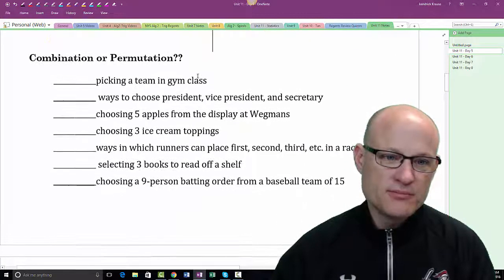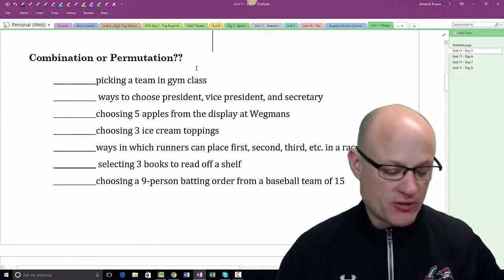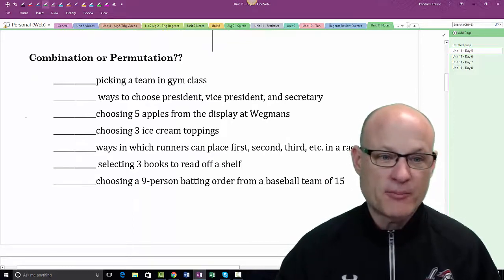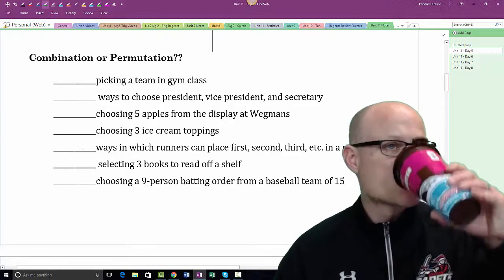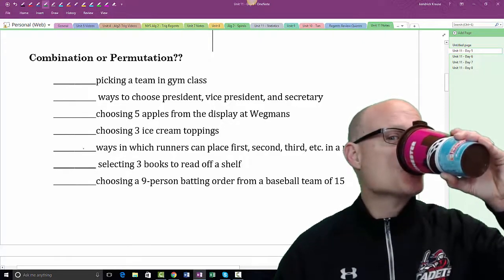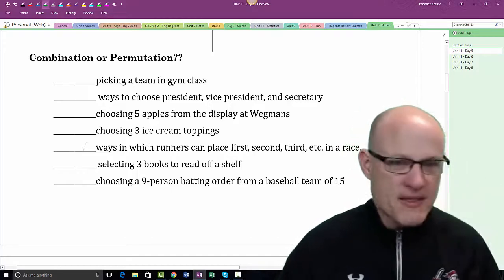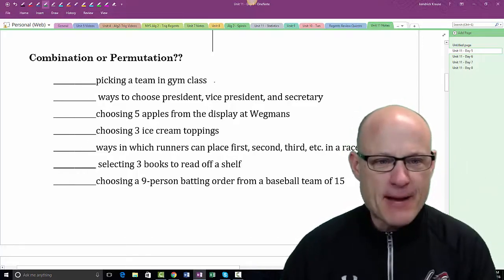So take 30 seconds. You can hit the pause button right now while I take a drink of coffee and put a P or a C next to each one of these, and then see if you got them right. Thank you, Dunkin' Donuts K-Cups. I'm back.